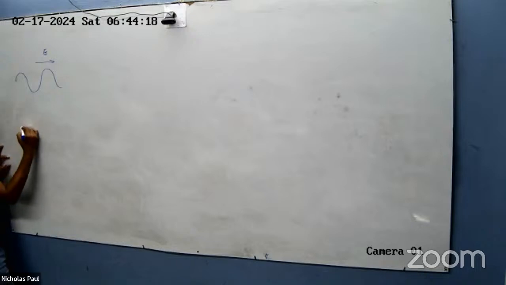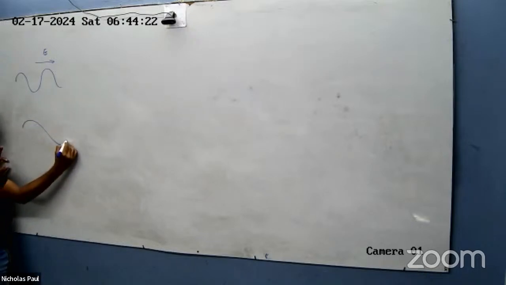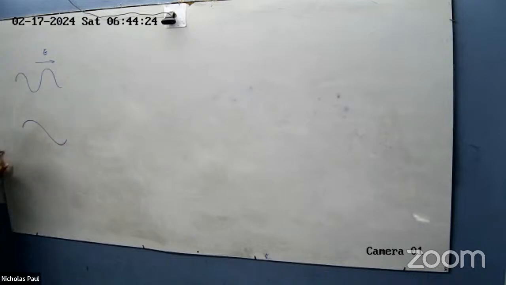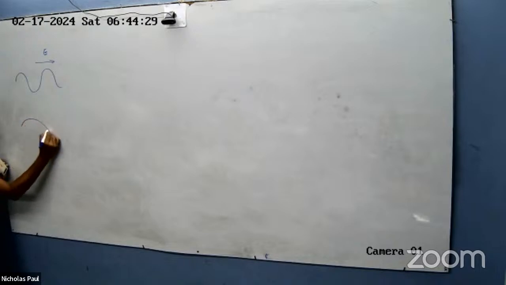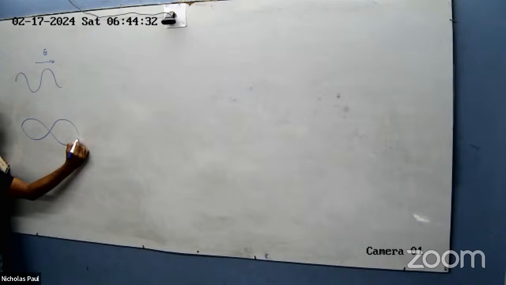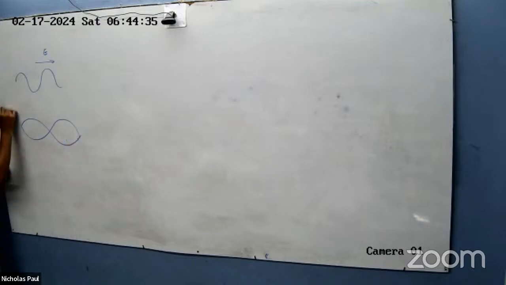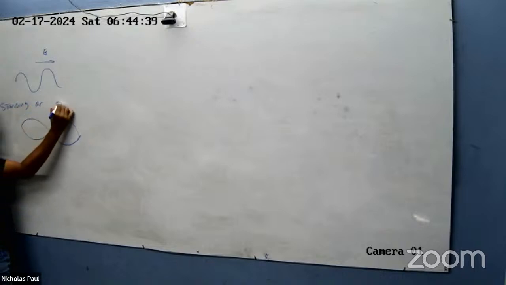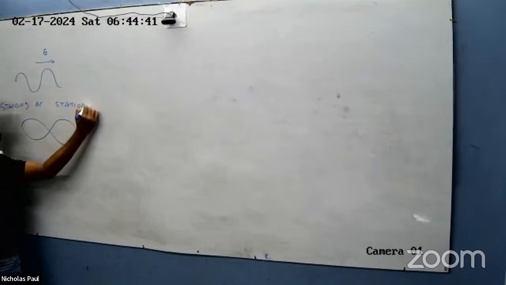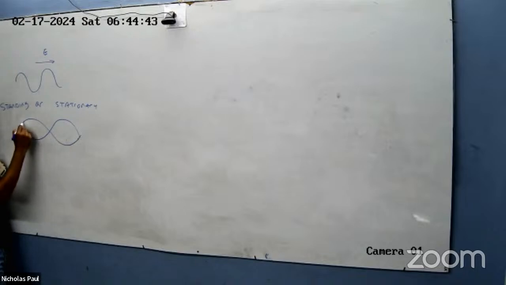So we're going to focus on a wave that we can represent looking like this. This wave here is called a standing or a stationary wave. All that will happen here is that the energy within this wave is locked between these points.